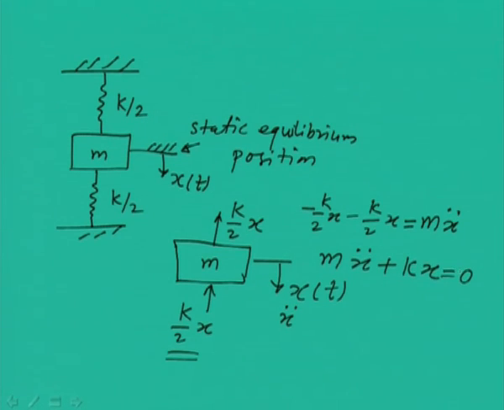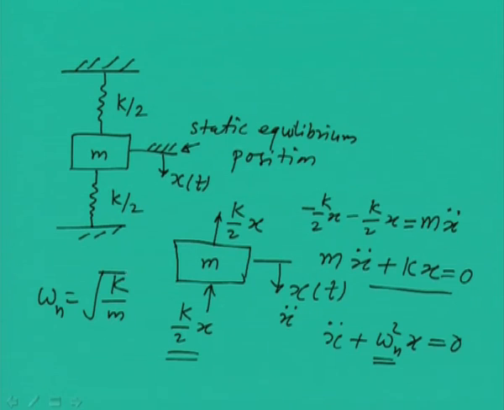which is exactly the same as the previous one, and here if we divide by m, again we can express this equation as, and we have already seen that this is the circular frequency of the motion, which we can express here as omega n equal to root k by m. The unit of this is radians per second, and if you want it in hertz, then we have to divide by 2 pi.